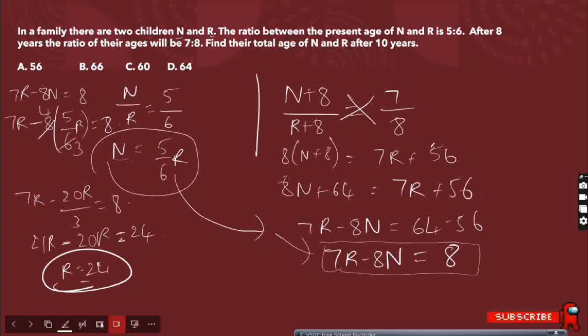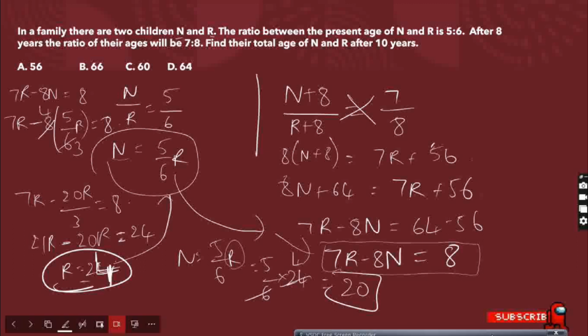That means r's age is 24. This is the present age of r. Now if we substitute r's age here, n equal to 5 by 6 r, right? If we substitute r here, it gives you 6 4s are 24, 5 4s are 20. That means n's age is 20 and r's age is 24.